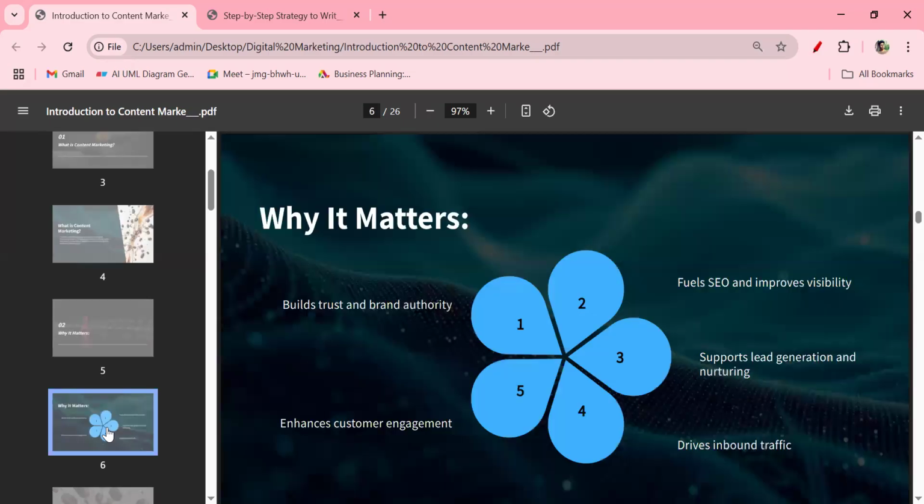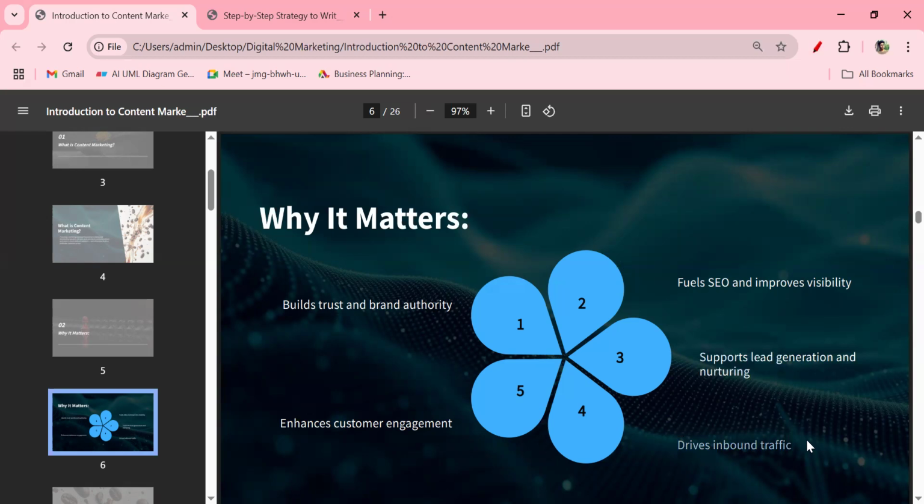And why it matters? First is build trust and brand authority. After creating content, it builds trust and creates brand authority. Second, it fuels SEO and improves visibility. The third is support lead generation and nurturing. Nurturing means dividing leads into three sections: cold leads, warm leads and hot leads. And the fourth one is drive inbound traffic.